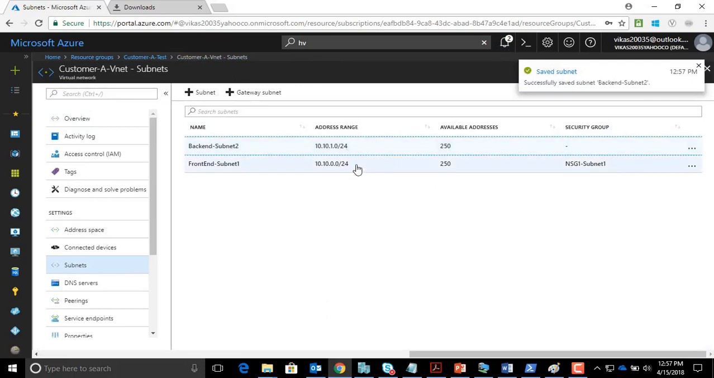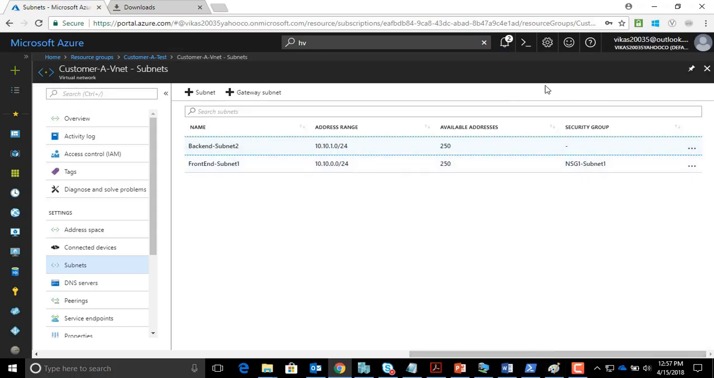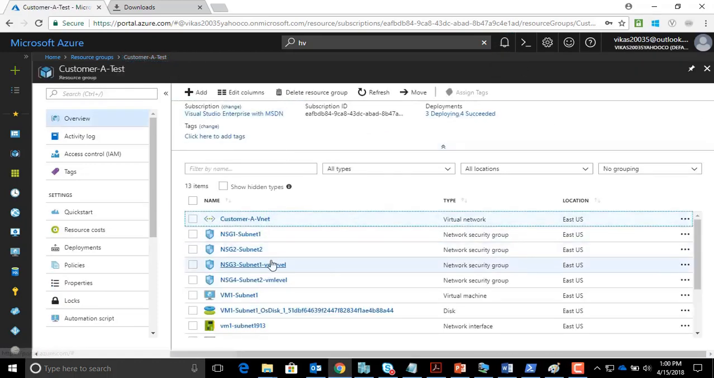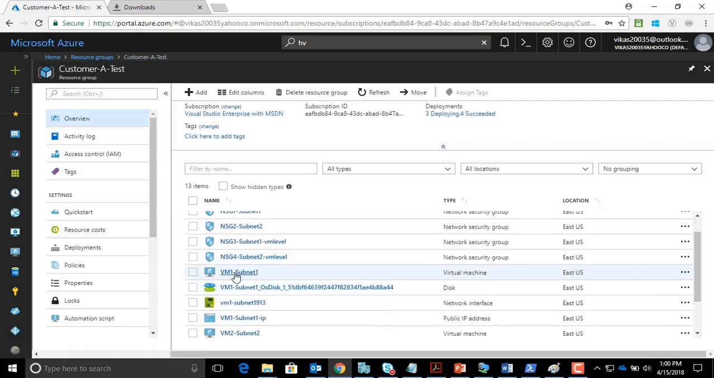So once both subnets are linked with the individual NSGs, at the subnet level I already attached. Let's wait for the VM creation and then I'll attach NSG3 and NSG4 as well. NSG3 will be on subnet 1 VM level and NSG4 on subnet 2 VM level. So both the VMs are configured. So I'll go to VM1, subnet 1.